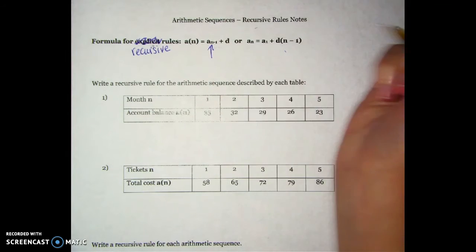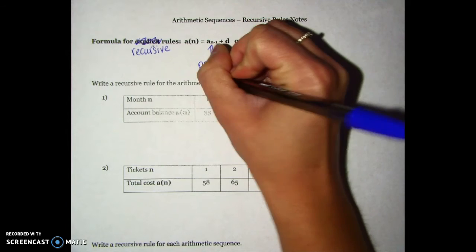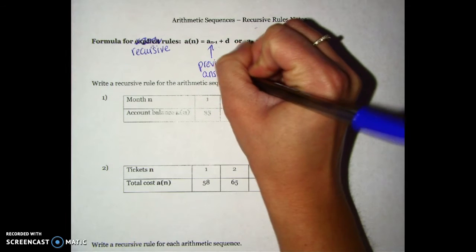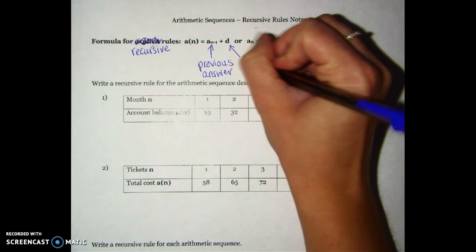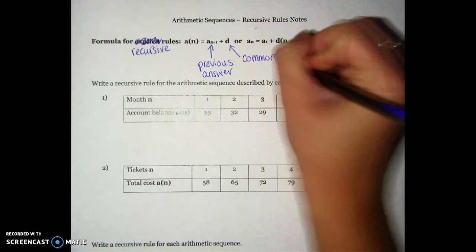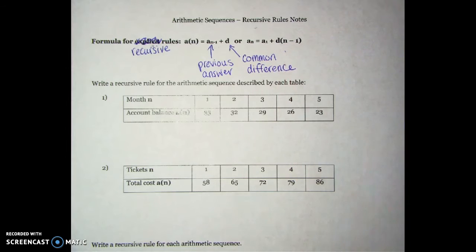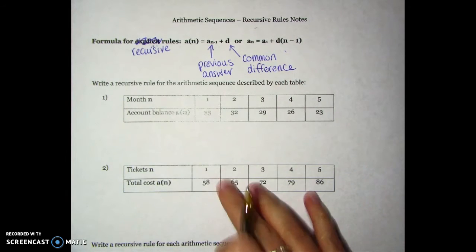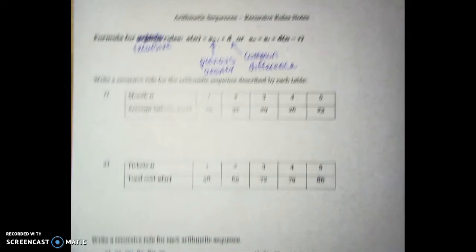This, a sub n minus 1, this means the previous term, or the previous answer. Let's go with that. And d, you already know, is the common difference. Okay, these first four are similar to what was on your explicit rules notes, but the formulas are going to look a little bit different.